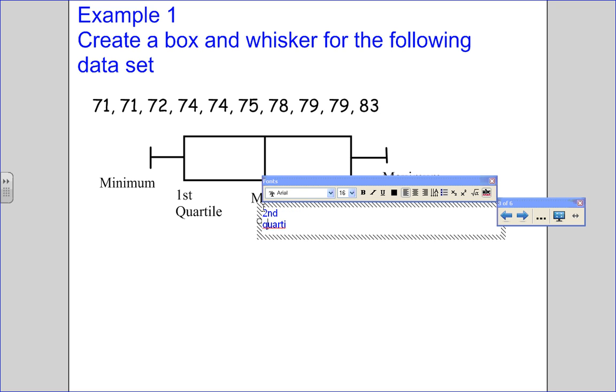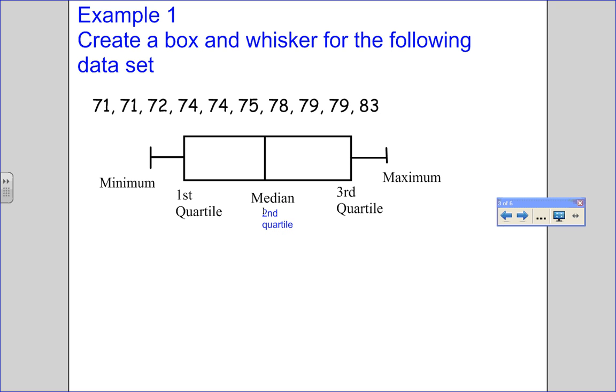So what is a quartile? Okay, let's explain what a quartile is. Quartile comes from the word meaning fourths. So quartile means that the data here is divided into fourths. So the first quartile is the first fourth of the data. The second quartile is the second fourth of the data. The third quartile is the third fourth, and then the maximum is the fourth. So a quartile is just dividing the data into fourths.